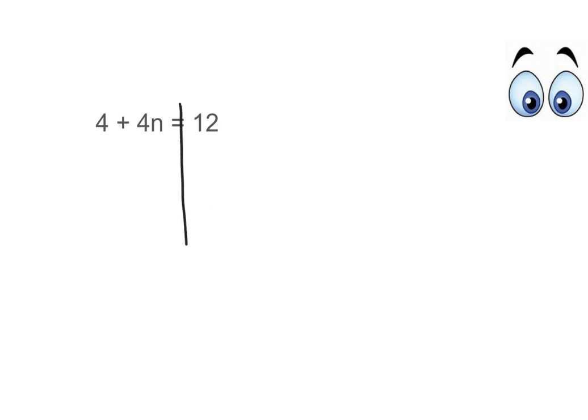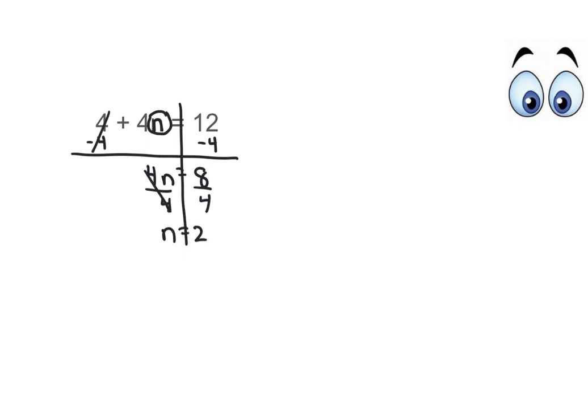Here's another example to just watch. Remember, we want to get the variable by itself. So we're going to try to get rid of everything else first. And the easiest thing to do is to get rid of the stuff that's furthest away. So we'll take care of that 4, get rid of 4 by subtracting. 4 minus 4 is nothing, so we're left with 4n. 12 minus 4 is 8. Divide both sides by 4, and you're left with n equals 2.